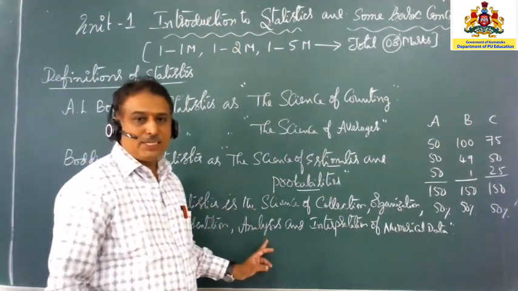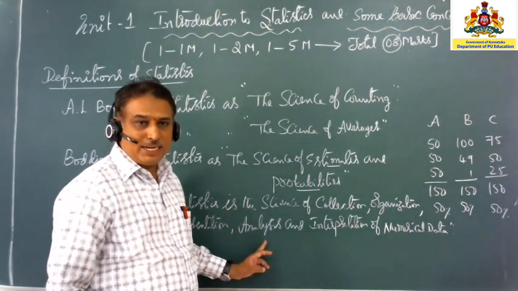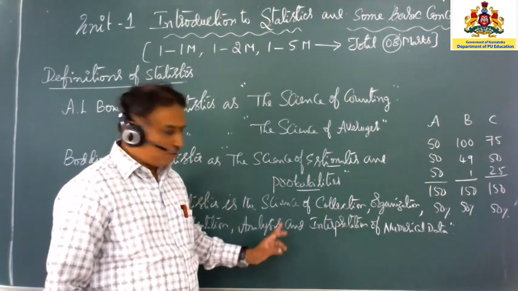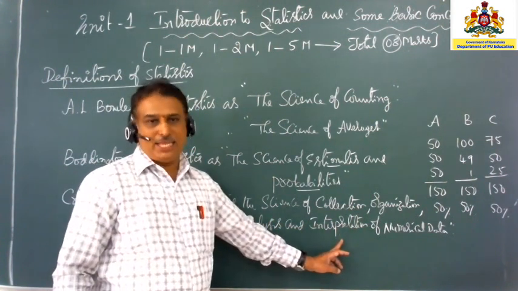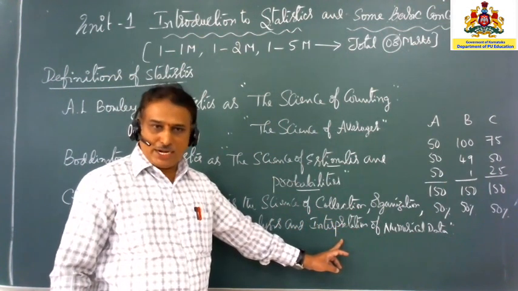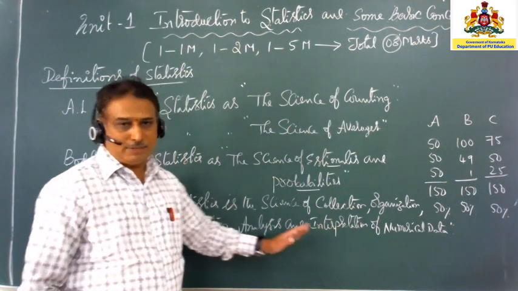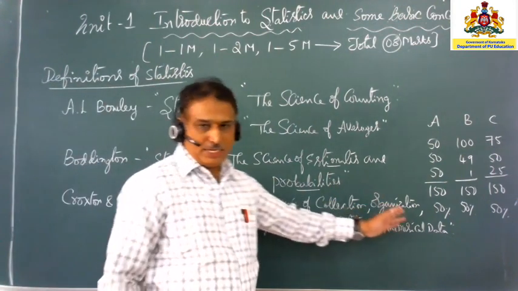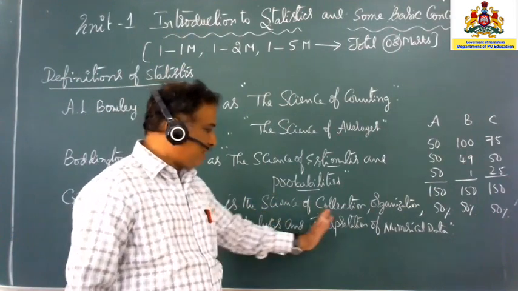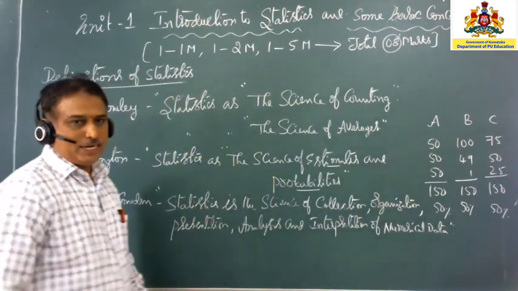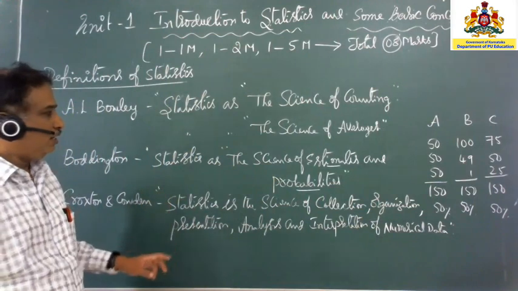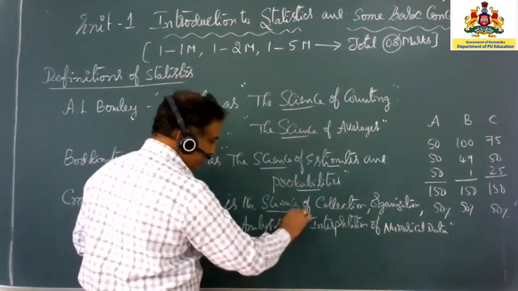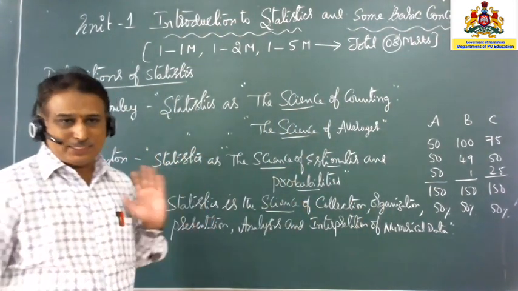After tabulation, he has to analyze the data. Here, he has to apply statistical formulas, tools, and techniques. Finally, he has to interpret the results and get valid conclusions. It is nothing but statistics. Statistics is the science of collection, organization, presentation, analysis, and interpretation of numerical data. If you observe, in all the definitions, they mention science, science, science. Science is a disciplined subject.